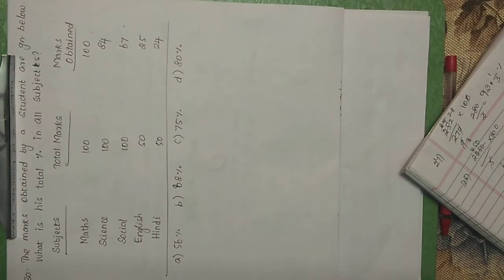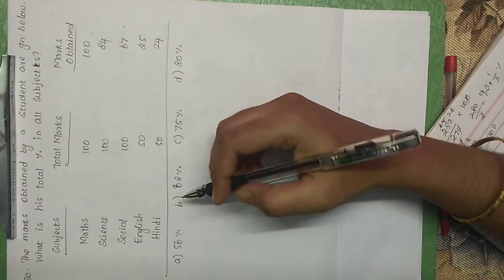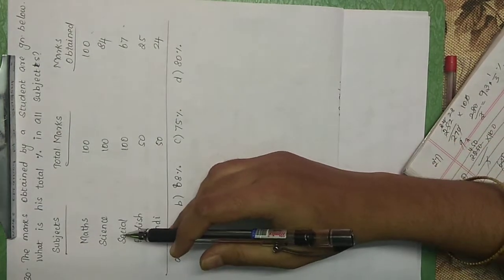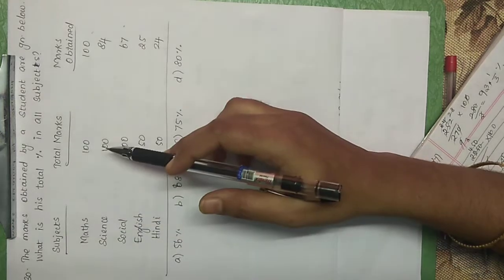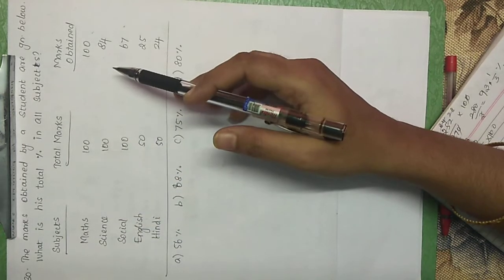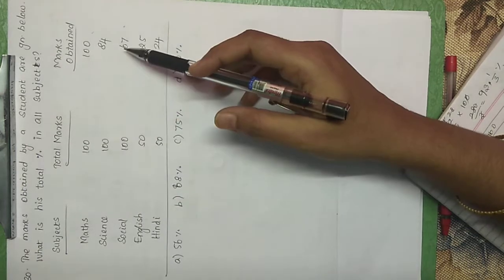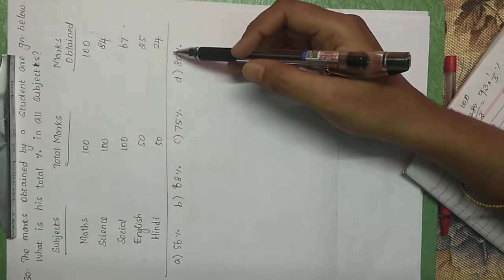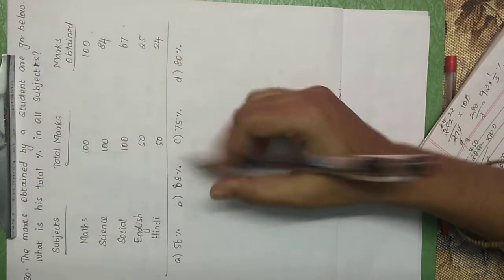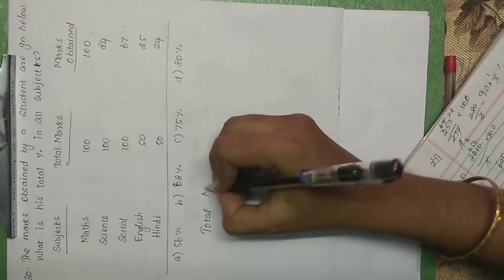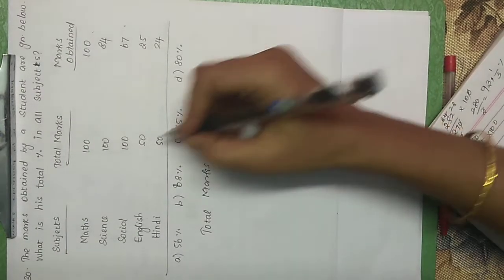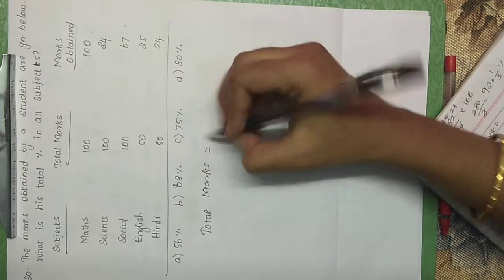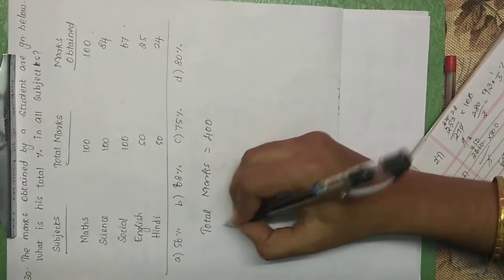See the next problem. The marks obtained by a student are given below. What is his total percentage in all subjects? So the subjects are Maths, Science, Social, English, Hindi. In Maths, for 100, the marks obtained is 100. In Science, the marks obtained is 84. In Social, 67. In English, 25. In Hindi, 24. First, we have to find the total marks. Total marks equal to 100, 200, 300, 400. 400 marks.